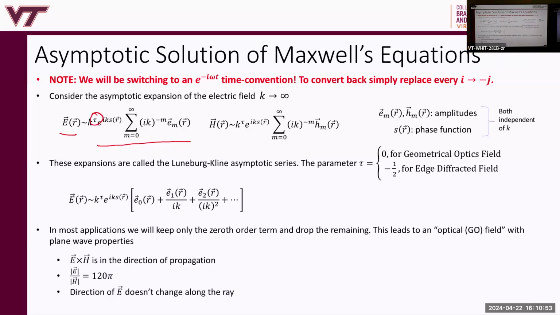And there was this parameter tau, which we said was 0 for geometrical optics, and that's how we've seen it. But now, today, we're going to introduce the -1/2 coefficient or exponent for k when we do the geometrical theory of diffraction, when we study diffraction. All right?